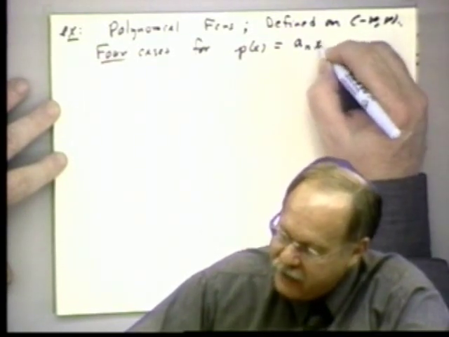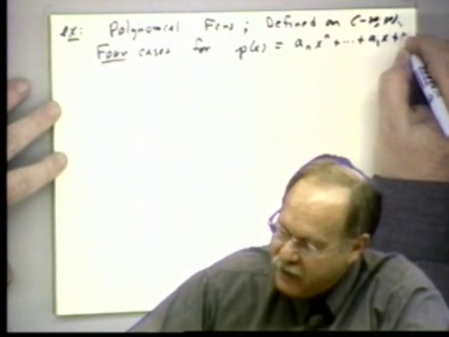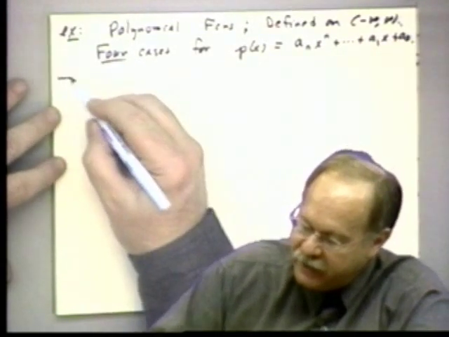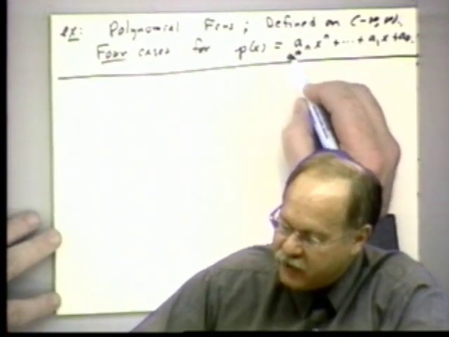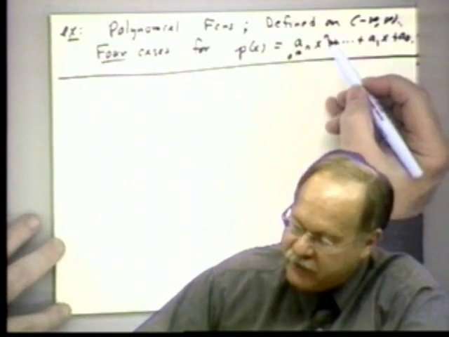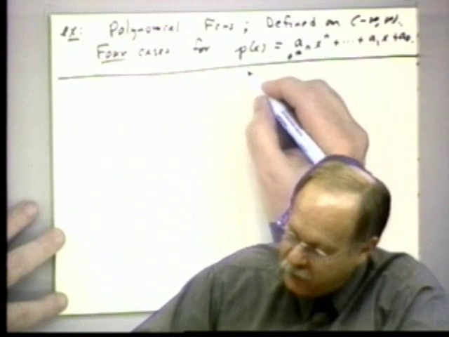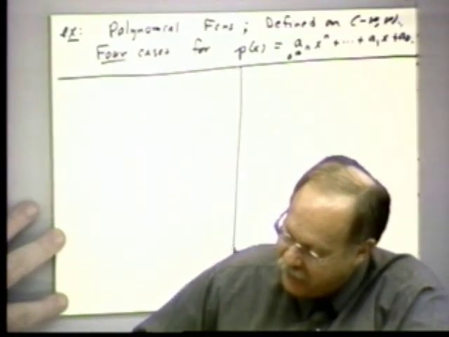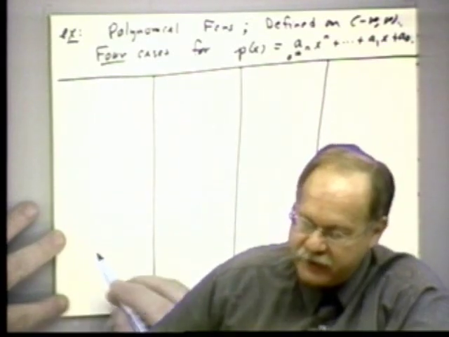If I have a_n x to the n plus all the way down to a_1 x plus a_0, that will be my generic polynomial, and I'll assume that a_n here is not 0, so we're not starting a polynomial that doesn't have that degree. So this is a degree n polynomial. What can happen with polynomials? Well, there are four cases. Let me divide my page up here into four parts, and I'll show you the four cases.